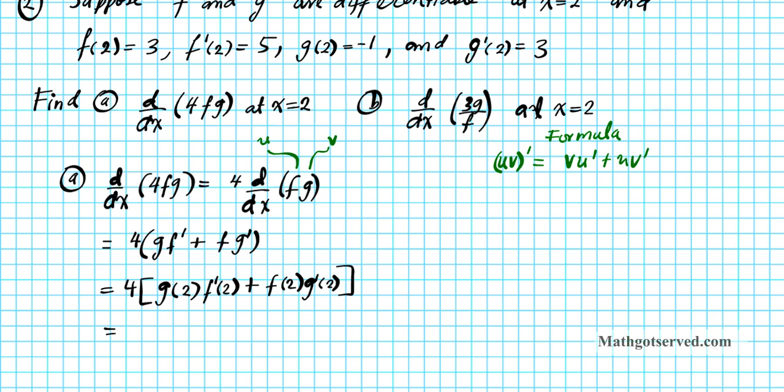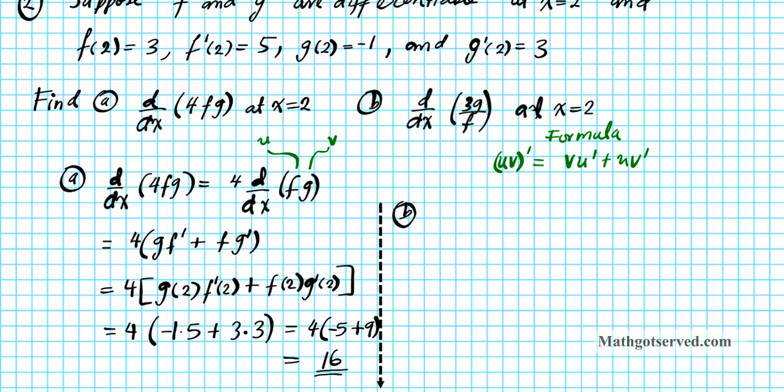Alright, so we're going to have 4 times g of 2, which is negative 1, times f prime of 2, which is 5, plus f of 2, which is 3, times g prime of 2, which is 3. Alright, we'll work that out. We're going to have 4 times negative 5 plus 9, and our final answer is going to be equal to 16. Alright, so there you have it. Now let's do the B part. Let's partition our workspace so we don't get mixed up.